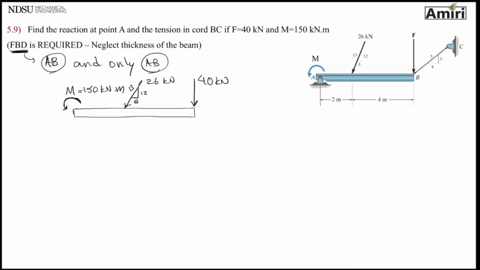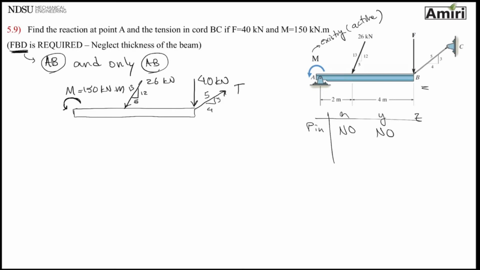Now I'm going to look at reactive forces. I have a tension that is supporting the beam at the end, 3, 4, 5. And I have a pin. This is an important point about this problem. It's very important to draw the active loading first, the existing moments first. This one is active. Because when you look at the pin, if you remember, it doesn't move in X, doesn't move in Y. Yes, it can rotate about, why did I write Z? It can rotate about point A.